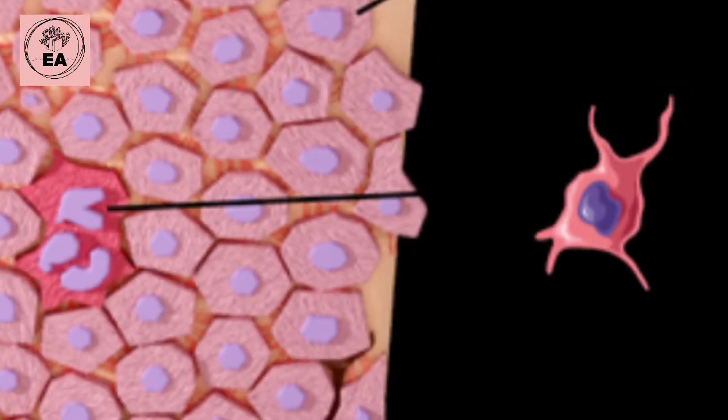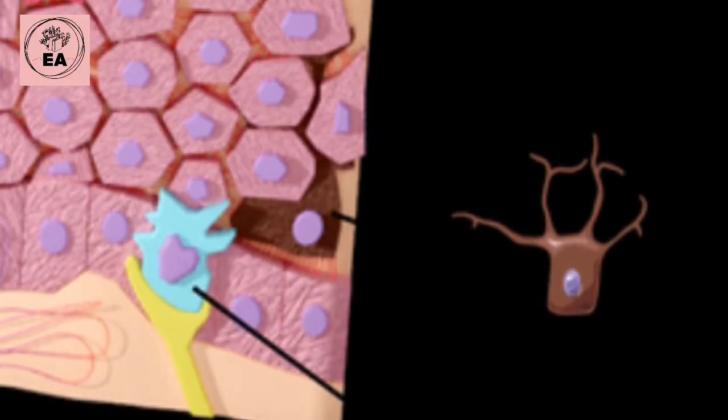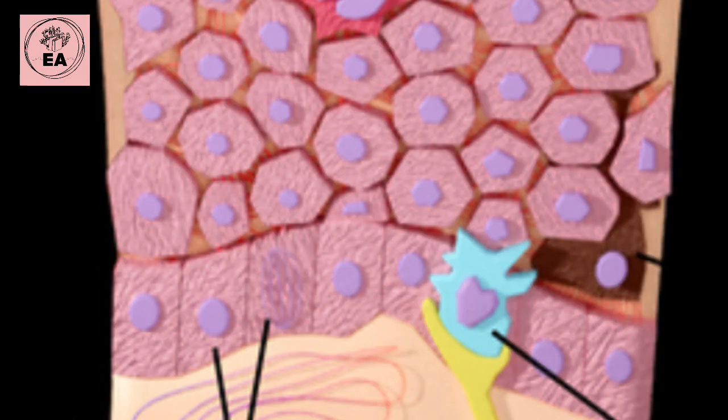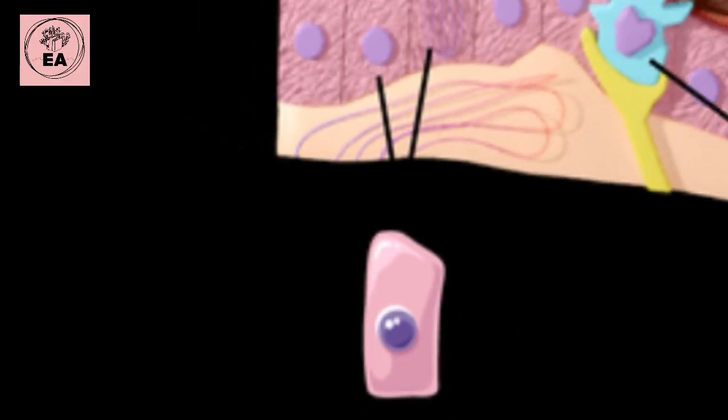So keratinocyte cells are basically for keratin protein production. Then melanocyte cells are basically for melanin production. Langerhans cells are for the immune system. Then Merkel cells are for sensation in our body.